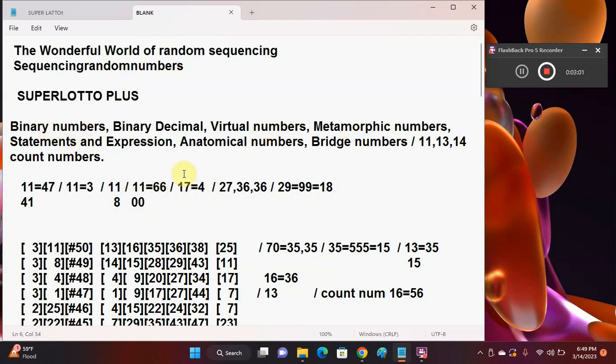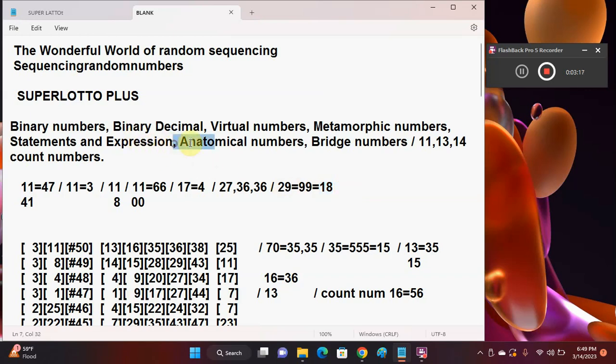And statements and expressions, basically, like for instance, this number right here, 29, it carries a statement. And what is the statement? The statement is 2 9s. What is 2 9s? 9 9. 9 plus 9 is equal to 18. So these numbers have statements.